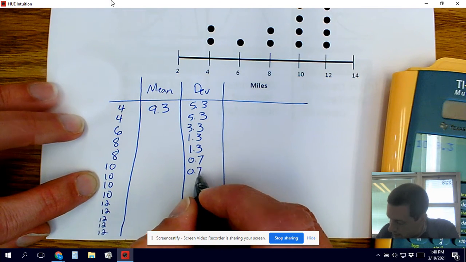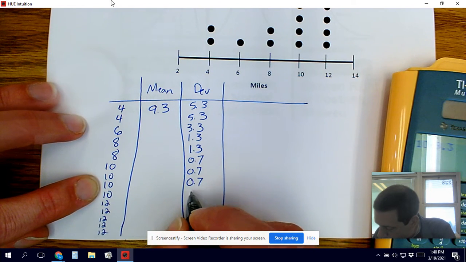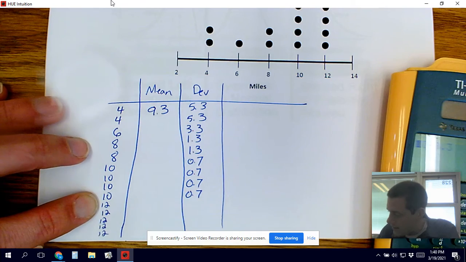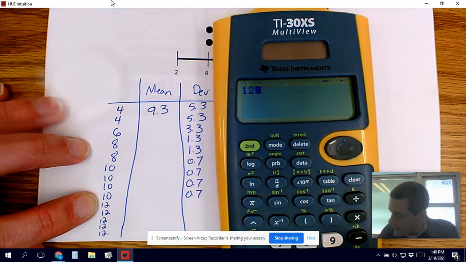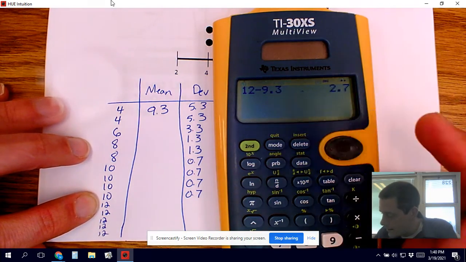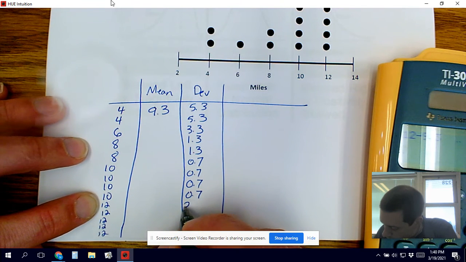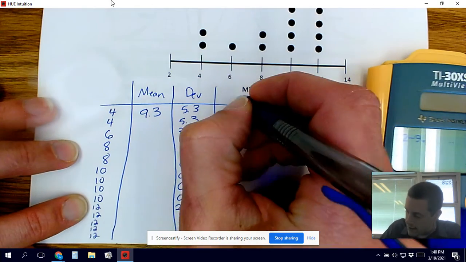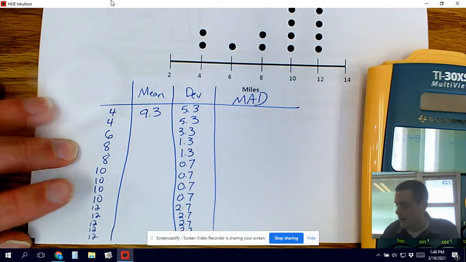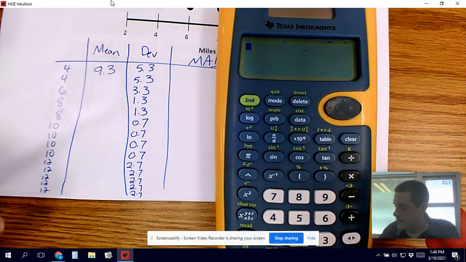Each 10 has a deviation of positive 0.7, so I got 4 of those. And then finally 12. 12 minus 9.3 gives me 2.7. So all 5 of these 12s have a deviation of 2.7. And now finally, the mean absolute deviation we're going to calculate by summing those deviations and dividing by how many there are.